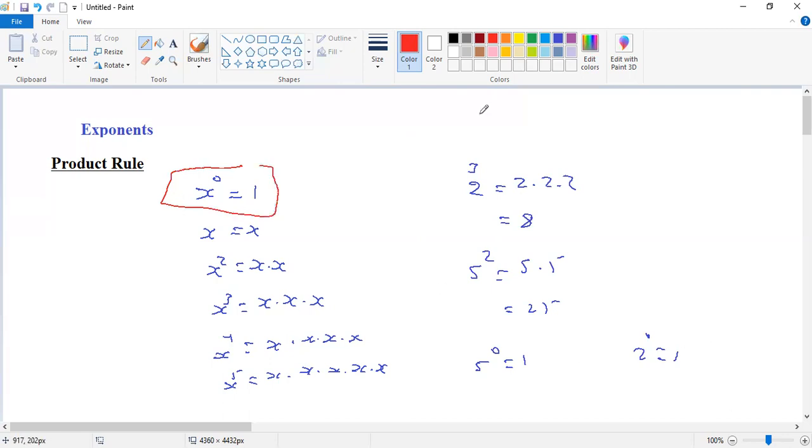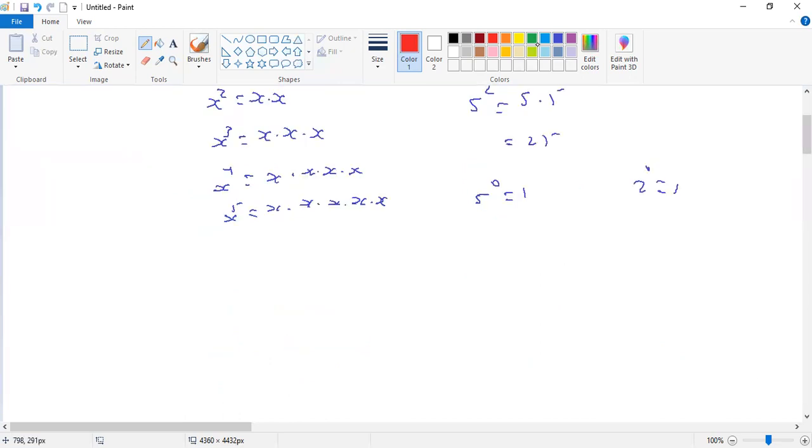Now the product rule, property number 1. If we have x to the power n times x to the power m, it equals x raised to n plus m. See, students, for example, x squared times x cubed.